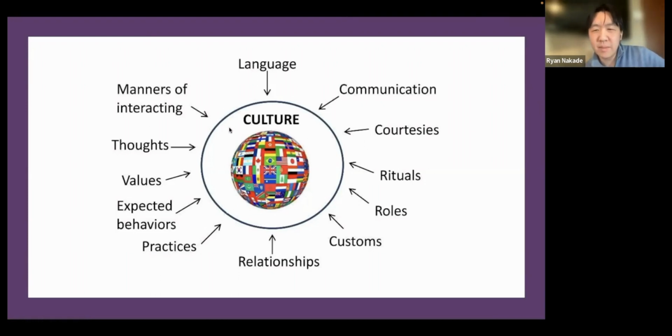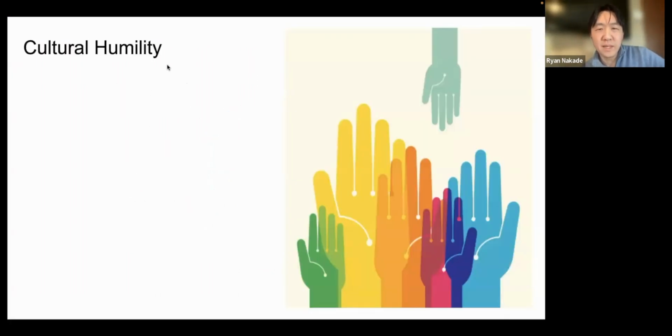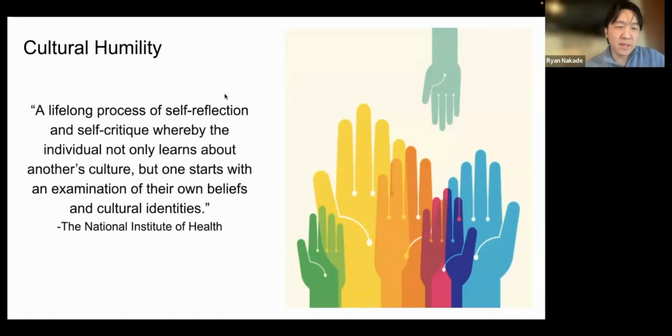So now we'll turn to the concept of what's called cultural humility. Cultural humility, as defined by the National Institute of Health, is a lifelong process of self-reflection and self-critique, whereby the individual not only learns about another's culture, but one starts with an examination of their own beliefs and cultural identities, right? So it's that lifelong process of looking at our own lens and all of those background factors, values, social learning processes, traditions, right? Environments that we grew up in, and how that informs our view of the world, maybe perhaps even in a biased direction. And so we're learning about ourselves while we concurrently learn about the cultural backgrounds of other people.